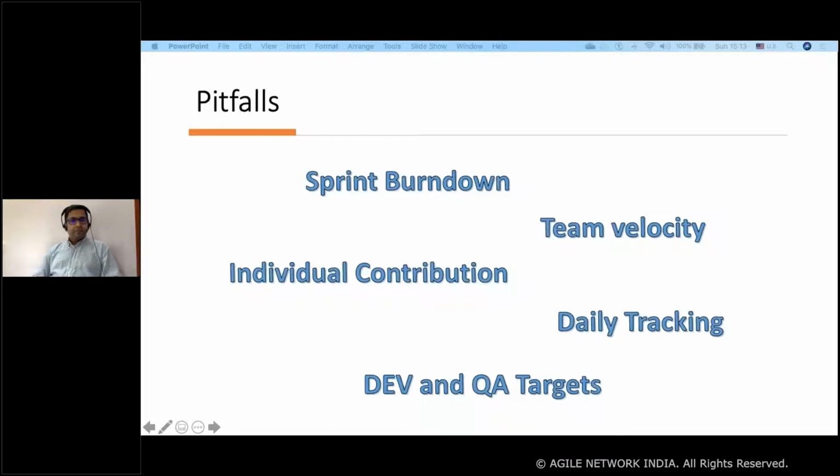And it came to a situation wherein dev and QA had separate targets. So that was the kind of situation this particular engagement was in. And let's see what course corrections were made to get back on track.